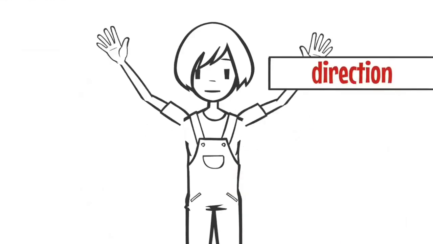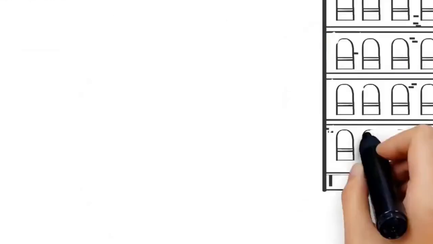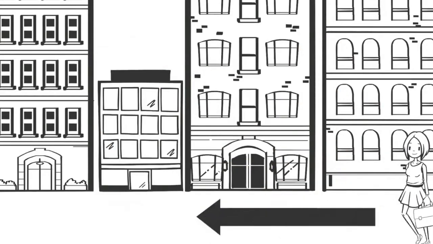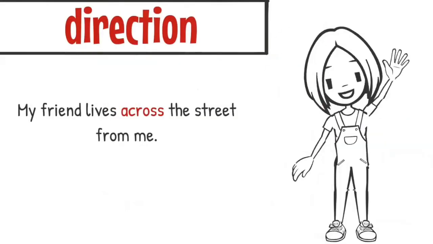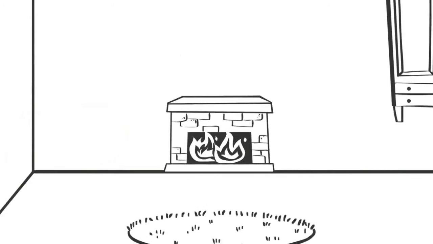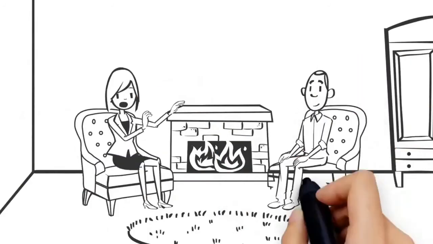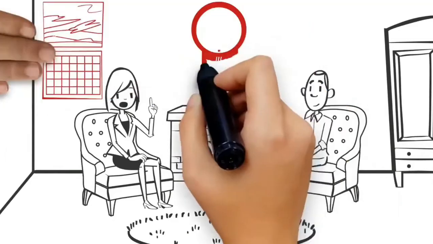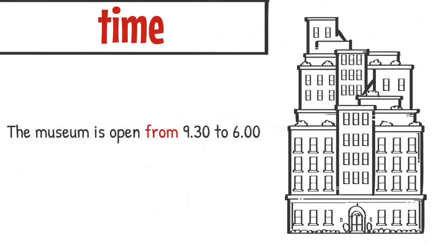Second, direction. A preposition of direction indicates that something is headed for or directed to somewhere. For example, my friend lives across the street from me. Third, time. A preposition of time allows you to discuss a specific time period, such as a date on the calendar, one of the days of the week, or the actual time something takes place. For example, the museum is open from 9:30 to 6.